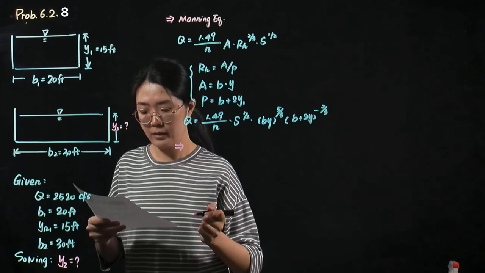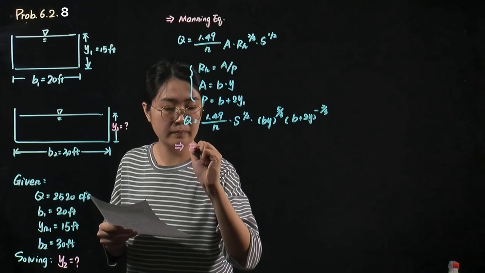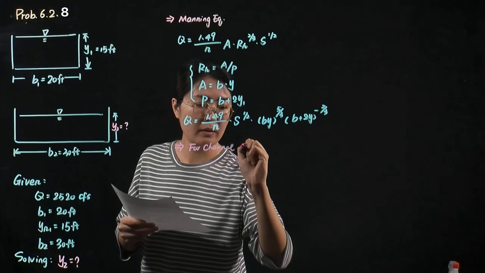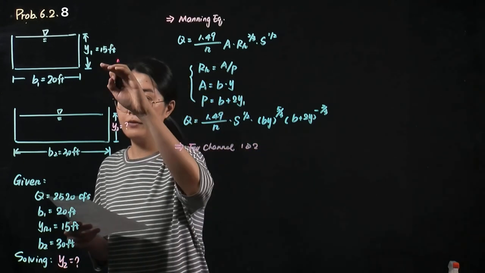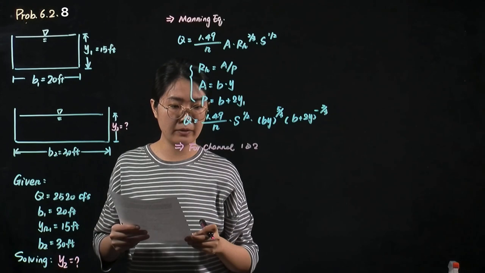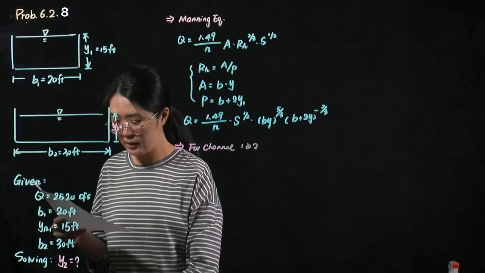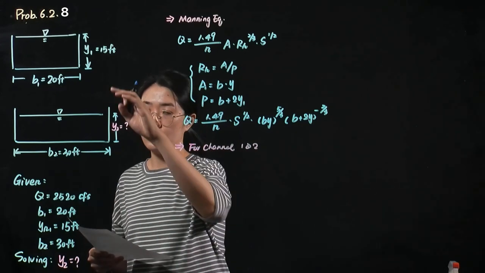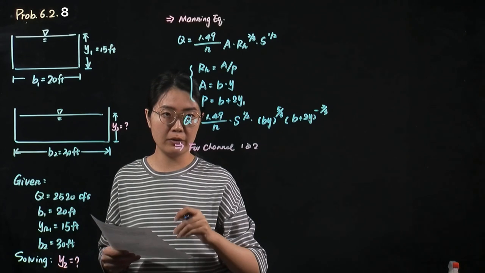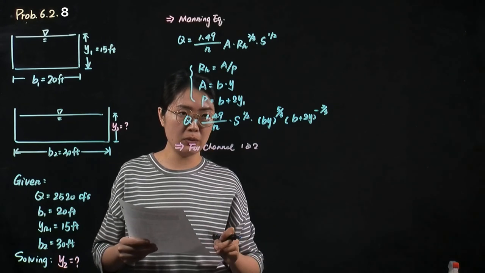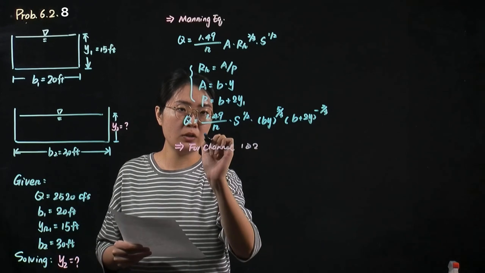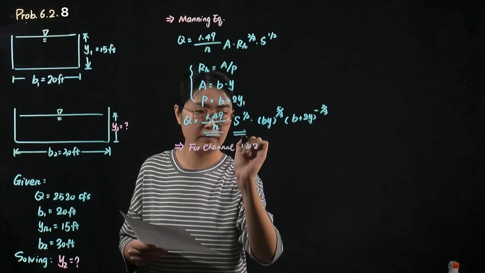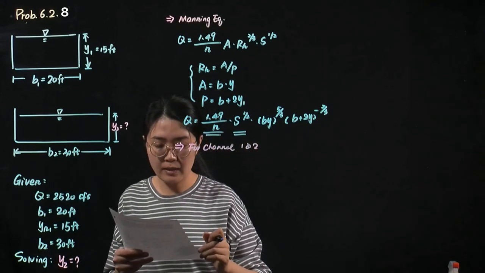And the next step is for the channel in scenario 1, and this is the first scenario, and this is our second scenario. So for the channel in these 2 scenarios, because the flow rate doesn't change, therefore Q1 should equal Q2. And because this term and the slope are constants, then we can write down the equation.